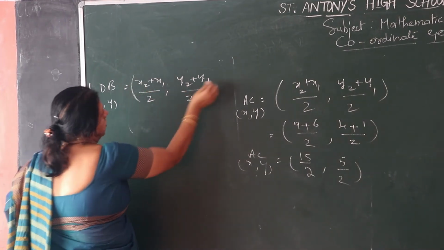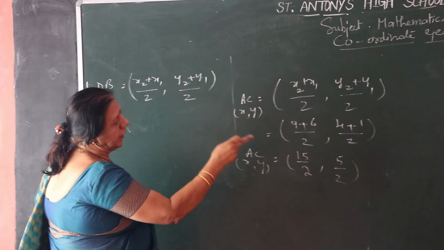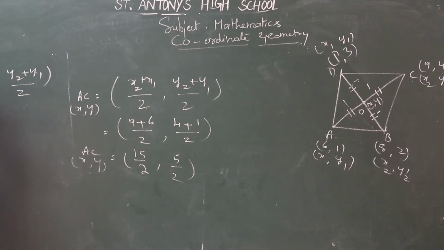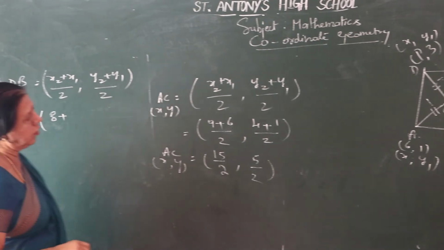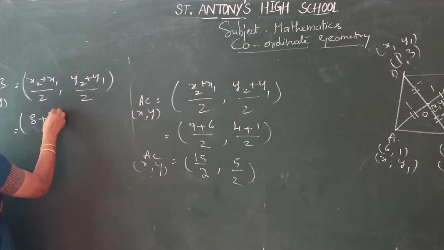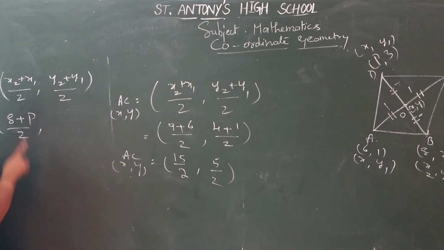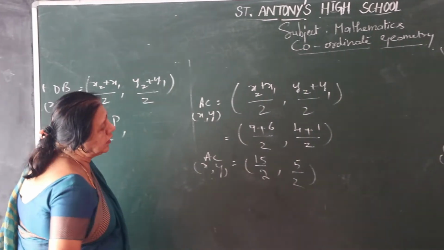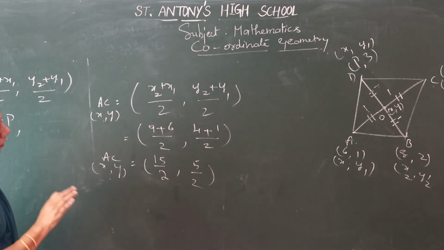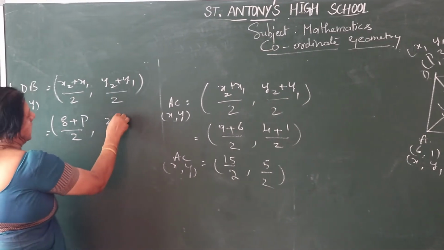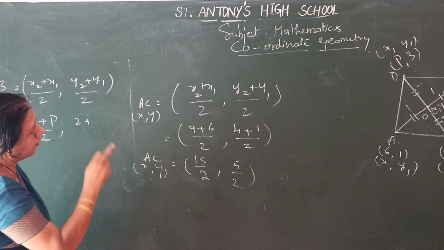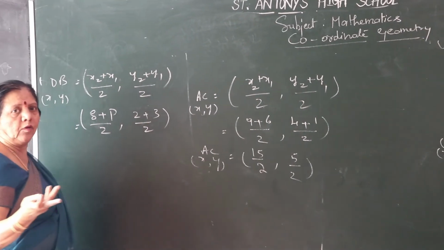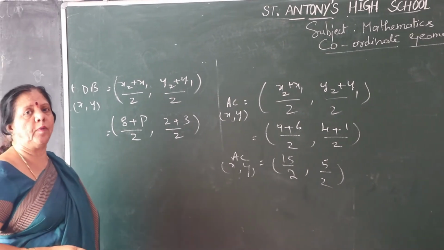Okay, now you substitute, children. What is x2? Take diagonal DB. What is x2? 8. 8, children. 8. Very good. What is x1? P by 2. This is the x place. This is the y place. What is y2? So y2 is 2 plus... What is y1 now? See up. 3 by 2. See, finished. Very easy coordinate geometry.